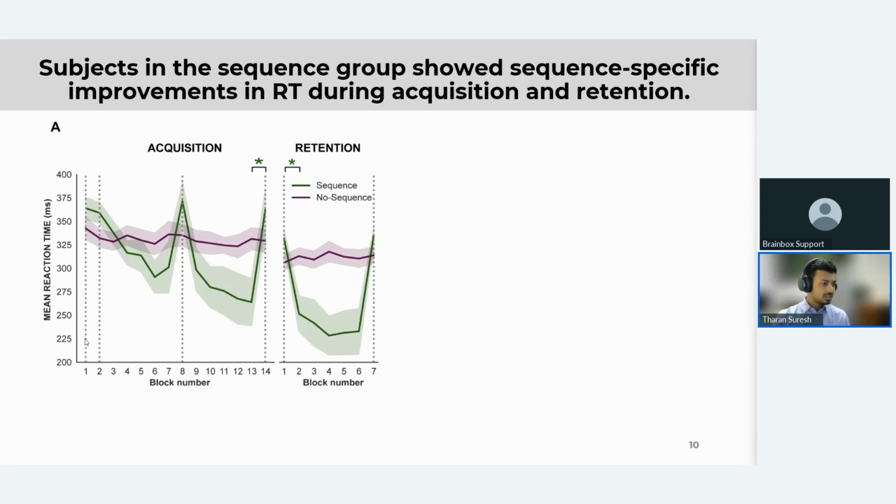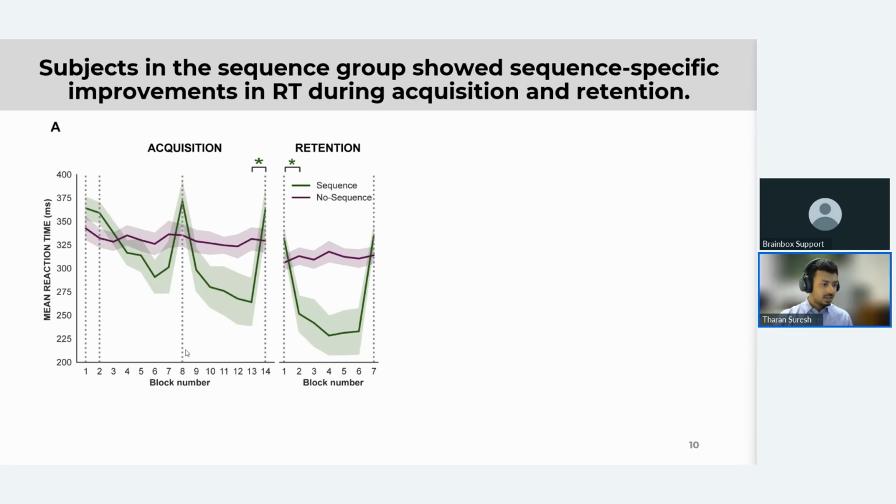And dotted lines here represent random blocks, in which there is no embedded sequence. For the sequence group, blocks 3 to 7 are the ones that contain the embedded sequence, and likewise for blocks 9 to 13. However, for the no sequence group, essentially every block here is a random block. So if you were to follow me with the green line here, you would see that the participants in the sequence group perform similarly during the random blocks, and their performance improves when they experience an embedded sequence.